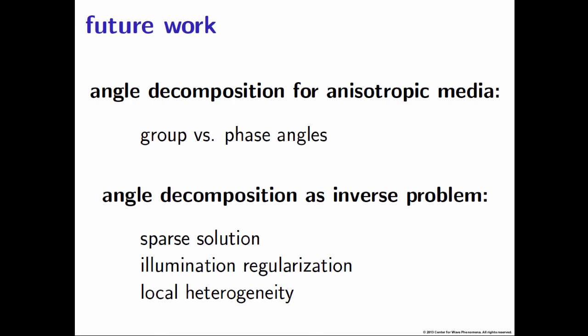So looking ahead, I'd like to extend this work to anisotropic media. And one of the pitfalls, or one of the things that we have to be aware of, is converting from group to phase angles. That's for the pointing vector, because the pointing vector gives you only group angles. And another one is formulating my angle decomposition problem as an inverse problem, where we can force a sparse solution and regularize illumination, and hopefully handle local heterogeneity.